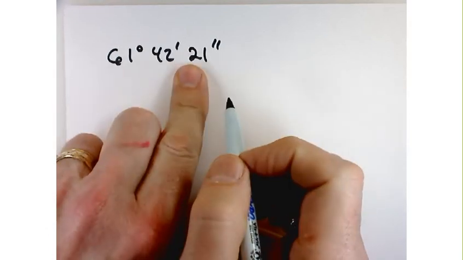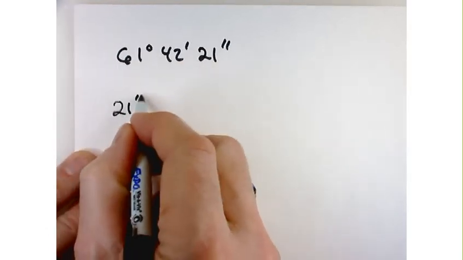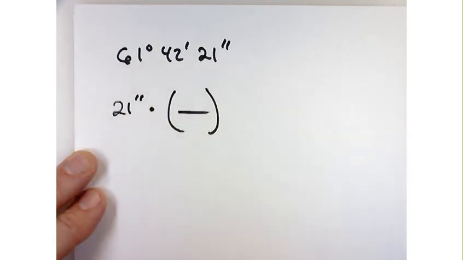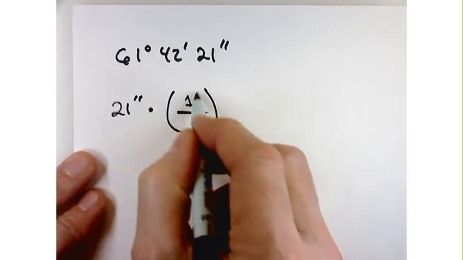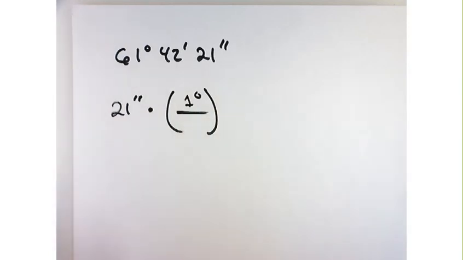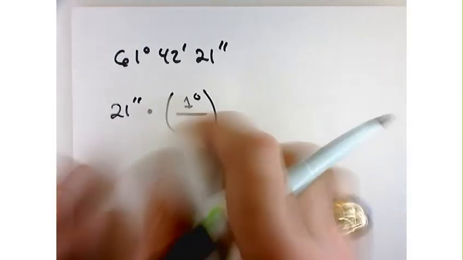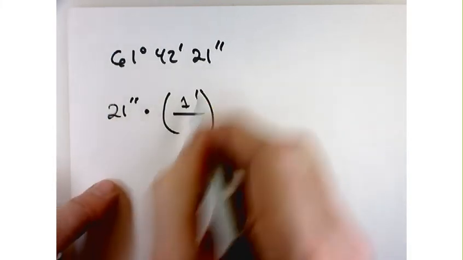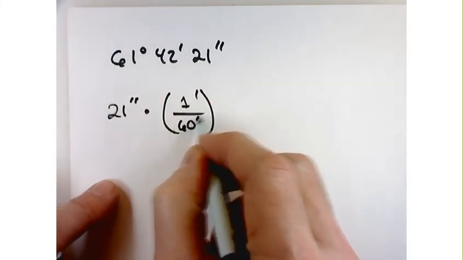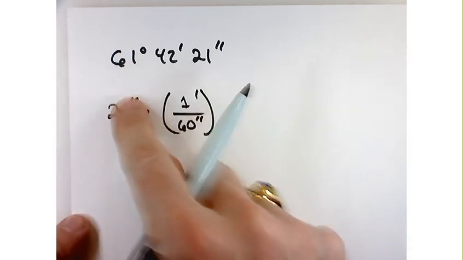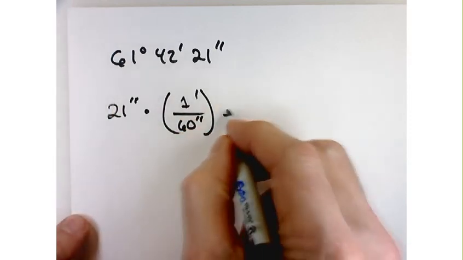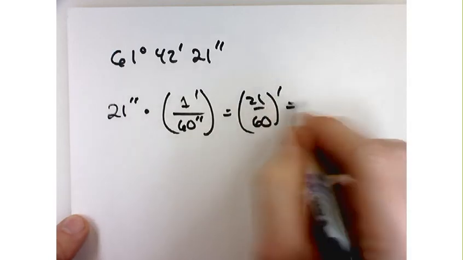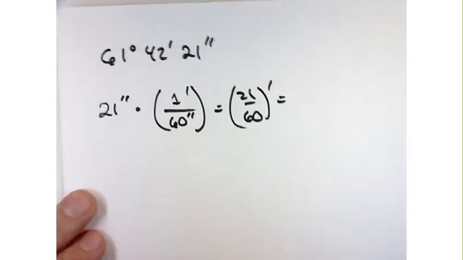So we're going to start with the smallest unit, which is our 21 seconds, and times by 1 minute over 60 seconds. And the units of minutes are going to cancel, so I'm going to be left with 21 over 60, and that's going to be in units of minutes. Now, I think that was 0.35. Is that right?